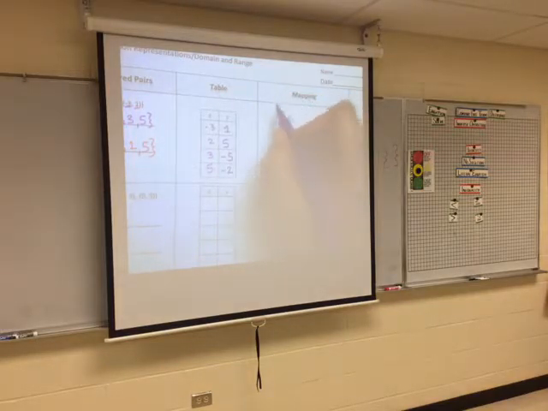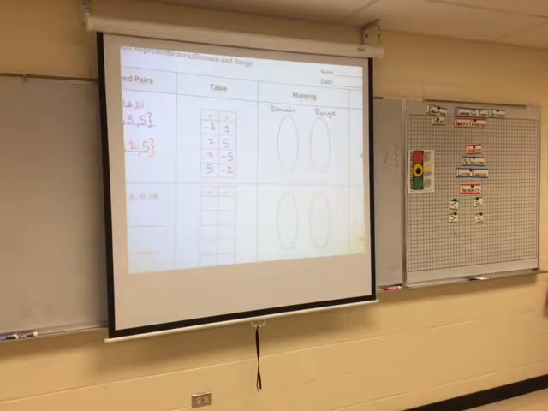Okay. So I'm going to list the domain values and the range values. I'm just going to take those from the domain and range we just listed. I have negative 3, 2, 3, and 5. My range values, I have negative 5, negative 2, 1, and 5.